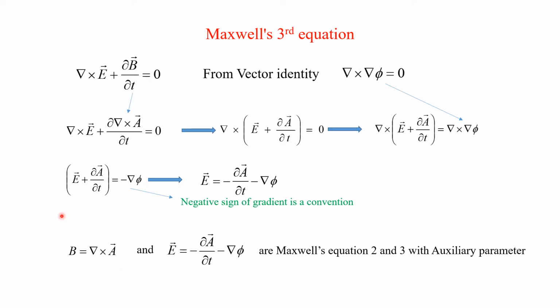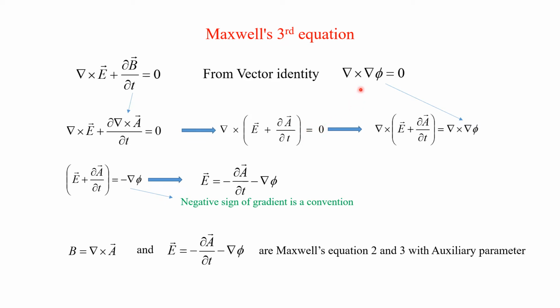Similarly, I am going to introduce another auxiliary parameter pi. You take the Maxwell third equation, that is curl E plus delta B over delta t is equal to 0. From this expression, you know B is nothing but curl A. So I am replacing the B by curl A. Now I am taking curl outside, because in first term you have curl, second term you have curl. But here in classical mechanics, you can interchange the operator. This is time derivative, this is spatial derivative. So nothing will happen. So I am interchanging the time derivative operator. So you will get curl of (E plus delta A over delta t) is equal to 0.